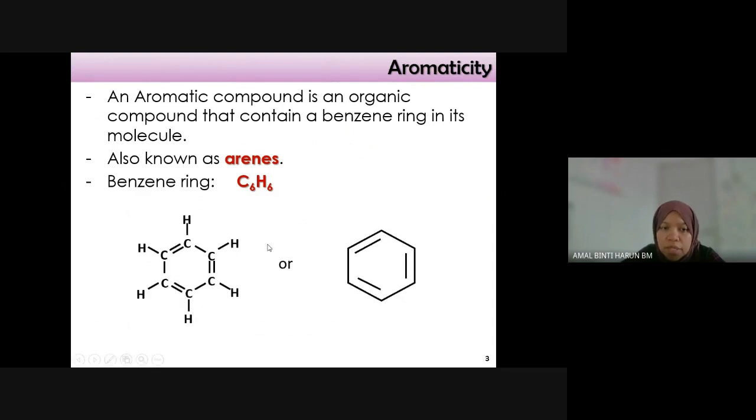Okay, we can draw the benzene ring as the first structure or the second structure. The first structure is the expanded one, which we seldom draw, and usually we draw the second structure, where we hide the carbon and the hydrogen. And if we draw this structure, it is the Kekulé structure for benzene, because the double bond and single bond alternate. So they will generate the resonance structure if the double bond alternates to the single bond.